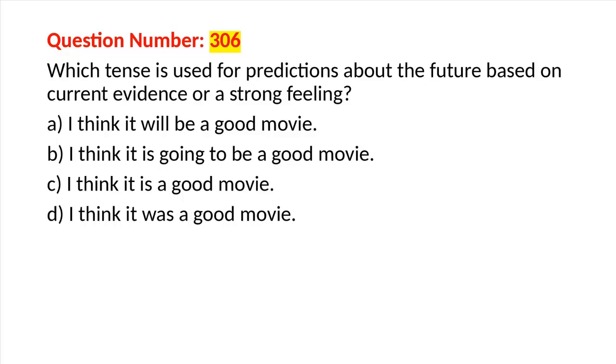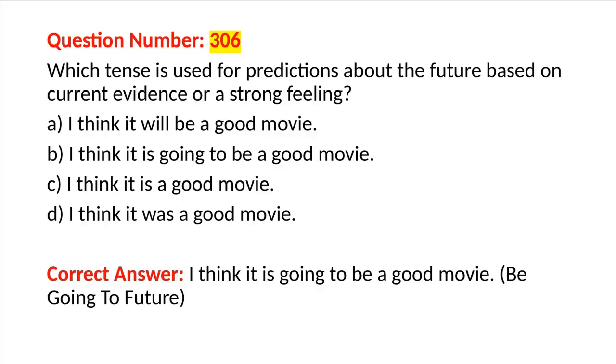Question number 306. Which tense is used for predictions about the future based on current evidence or a strong feeling? A. I think it will be a good movie. B. I think it is going to be a good movie. C. I think it is a good movie. D. I think it was a good movie. Correct answer, I think it is going to be a good movie. Be going to future.